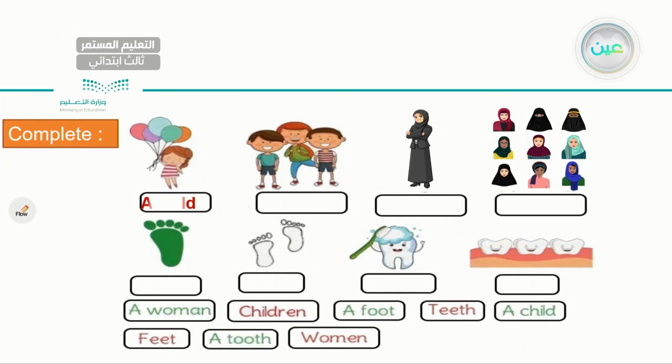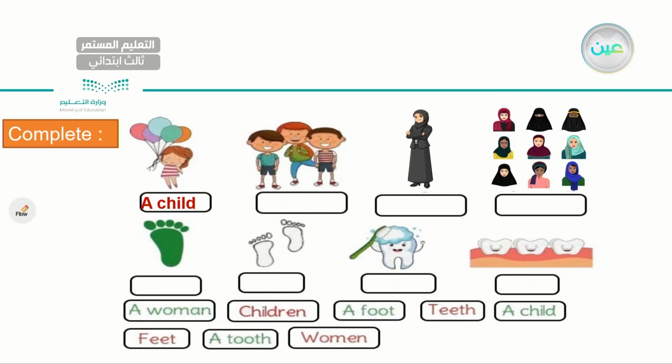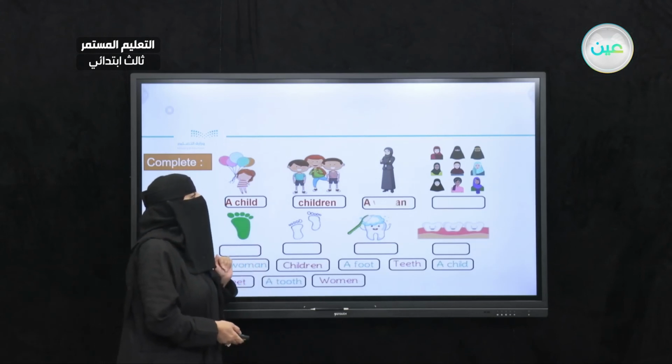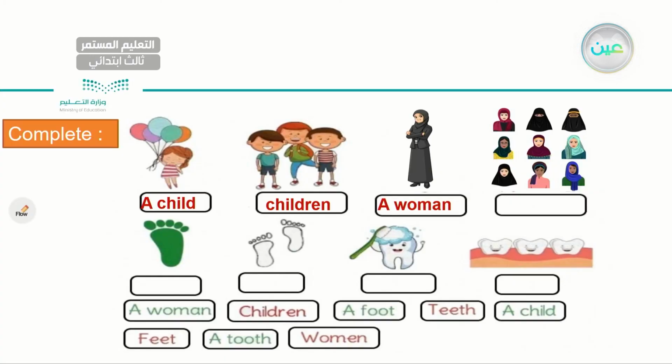The first picture, I have a child. Very good, singular. A child is singular. How to form the plural? Children. Very good, my dear student. I have children. Next, I have a woman. Very good. Right next to it, the plural is women. Very good. I have women.